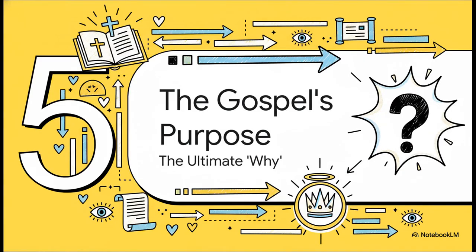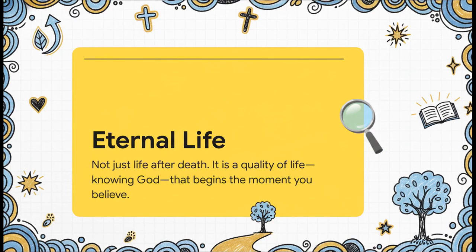So after laying out this whole case, the public proofs, the private teachings, we finally get to the climax. Why? Why did John write all this? What was the ultimate point of this whole master plan? To really get it, you have to understand what John means by eternal life. And this is a game changer. It's not just about living forever after you die. For John, eternal life is a quality of life, a life of knowing God personally that begins the very moment you believe. It starts now.